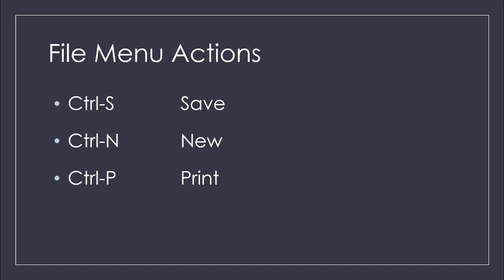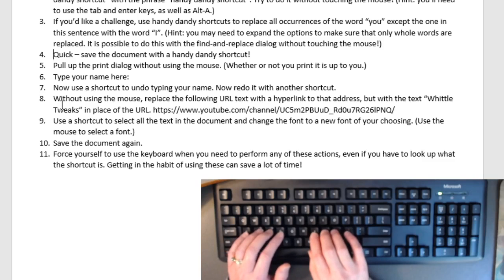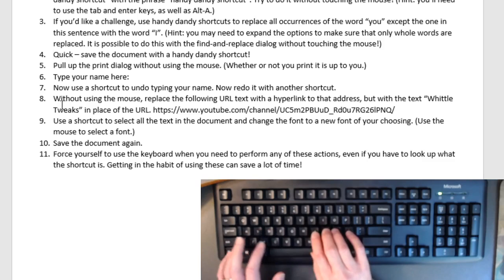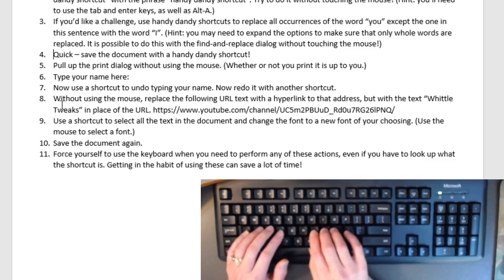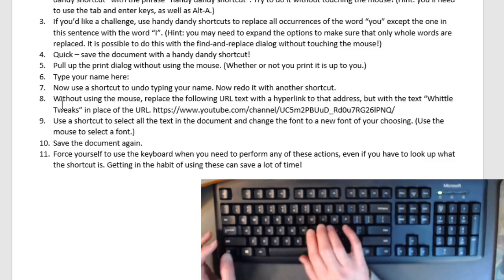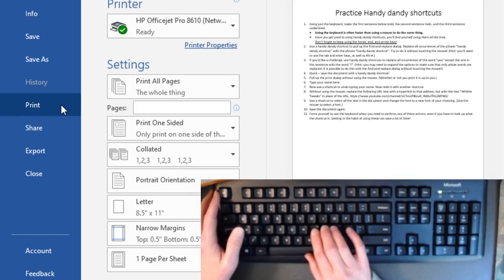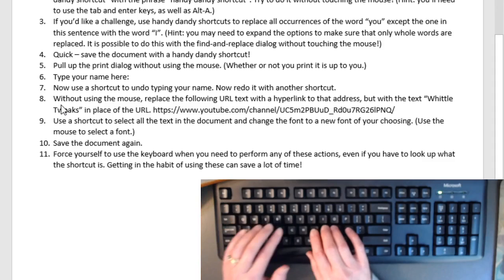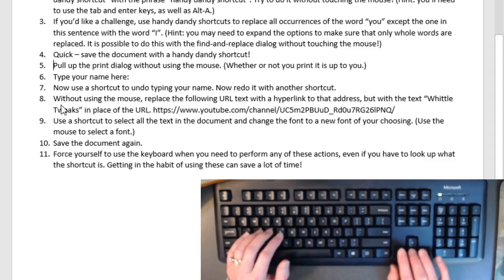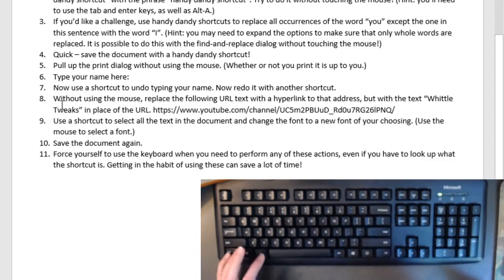So let's go back to the Word document and try these out. All right, number 4 here says, quick, save the document with a handy dandy shortcut. So we're going to do Control S to save the document. And then number 5, pull up the print dialog without using the mouse. So Control P, and that pulls up the print dialog. I don't want it right now, so I'm going to hit Escape to get out of that. All right, we'll come back to number 6 in just a minute here.